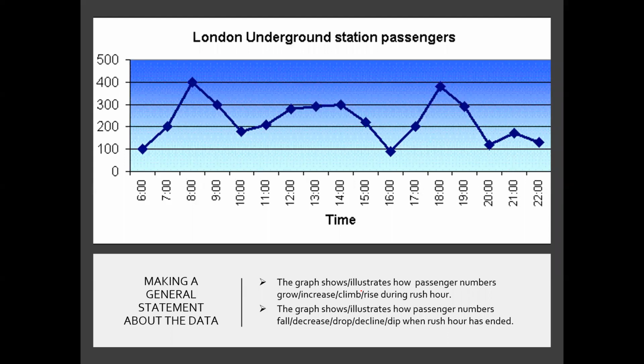Selanjutnya adalah this is the example of London Underground stations passengers that you can say, yeah, what is your general statement about the data at a glance? So you can say the graph, ya, subjeknya tetap graph, lalu ada predikatnya yaitu adalah shows atau illustrates. Bedanya apa? Sama aja. Oke. Okay? The next one is how passengers numbers, and then do you have grow, increase, climb, rise during rush hours. Rush hours itu artinya adalah jam-jam sibuk. Okay? And then please have a look at the increase or the growth or the climb or the rise during rush hours. Yeah, rush hours is usually in the morning, yeah, when people are going to the office.